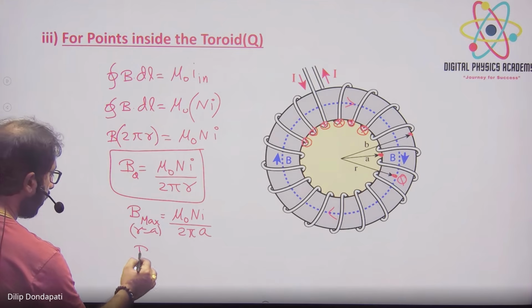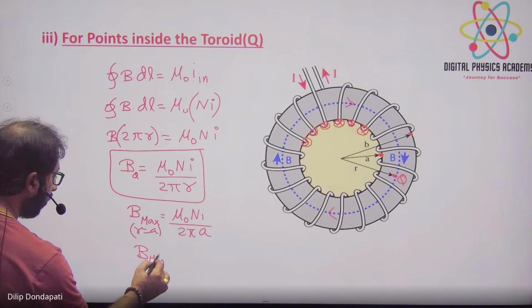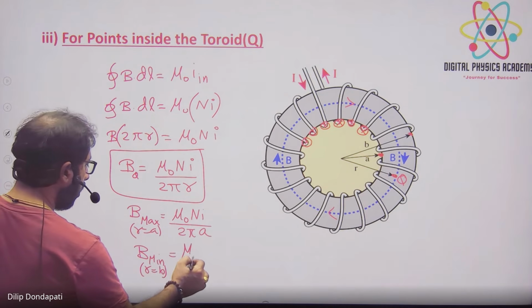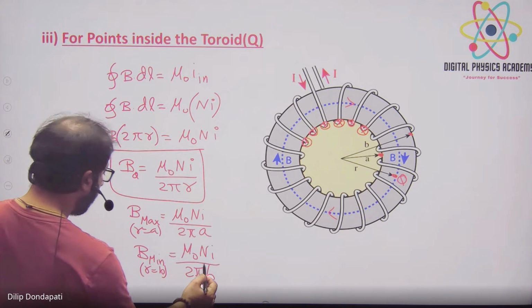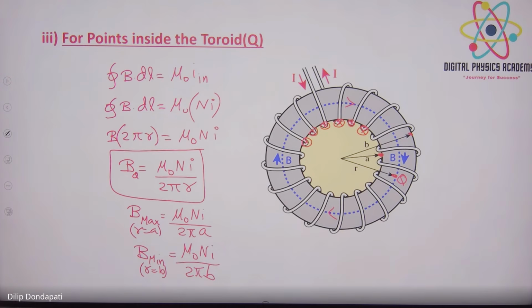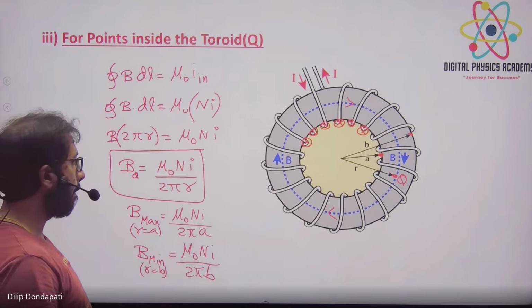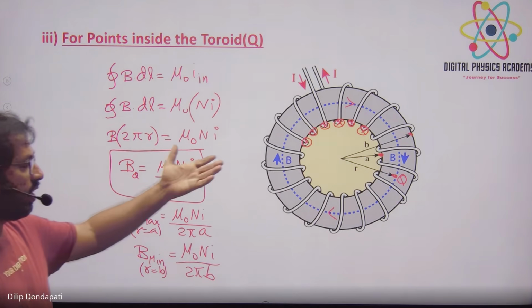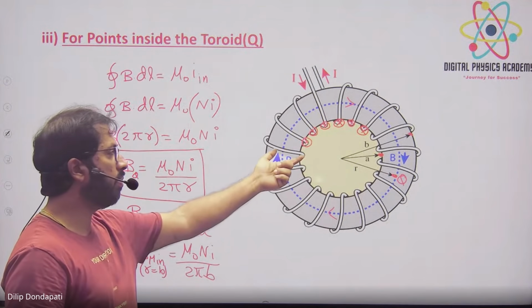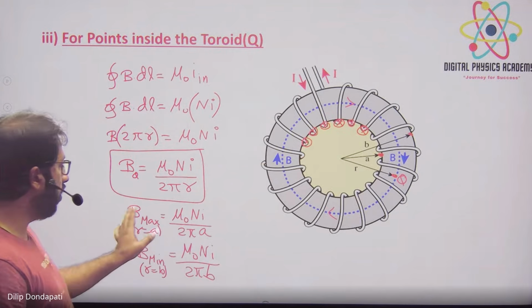Similarly minimum value किधर होगा? r equal to b में. So what is the formula? Mu naught N I by 2 pi b. This is the minimum value. When I've said the maximum directly, you know the inner side maximum, outer side minimum. So try to write the formula this one.